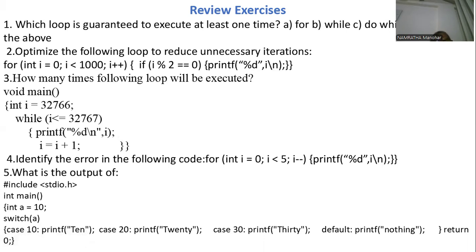Identify the error in the following code, the fourth question: for int i equal to 0, i less than 5, i minus minus. Please identify the error in this code. What is the output of the following code? This is the code that is given. Try to identify the error in this particular code.